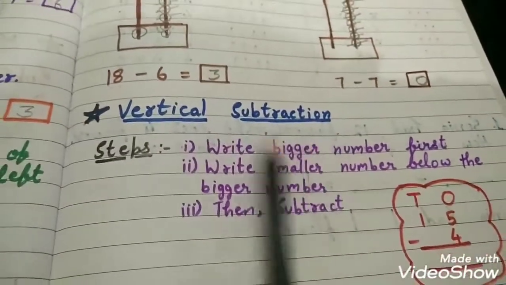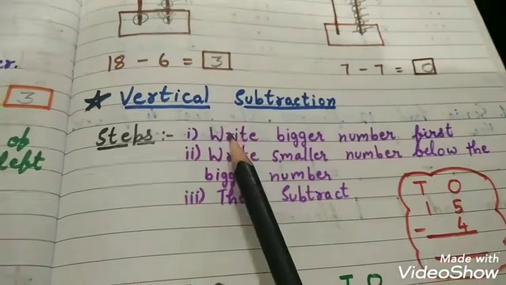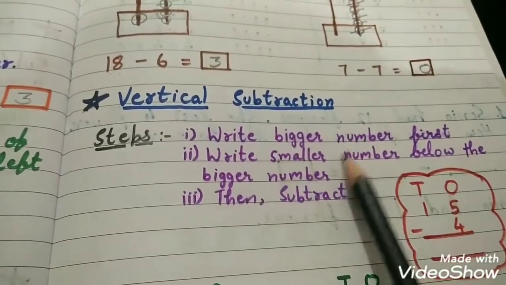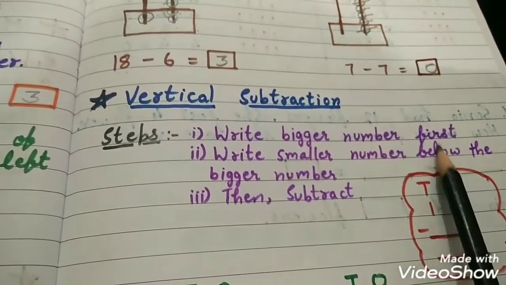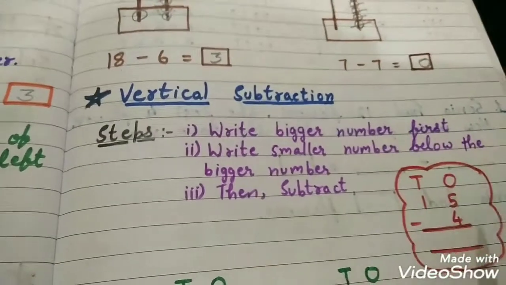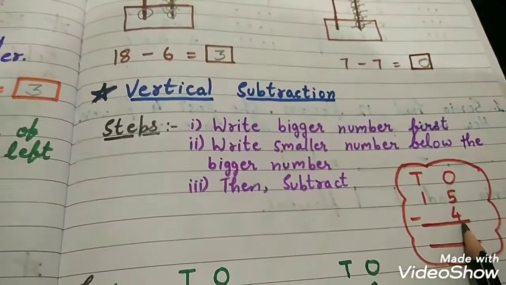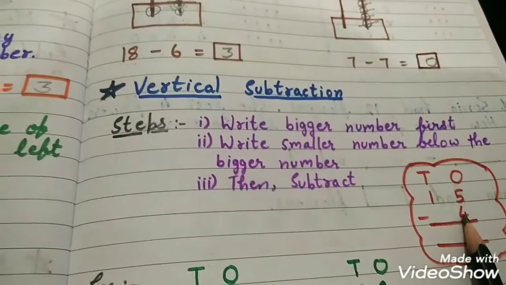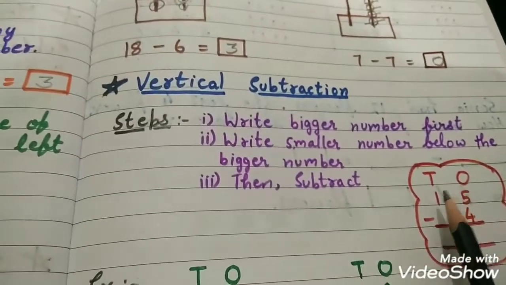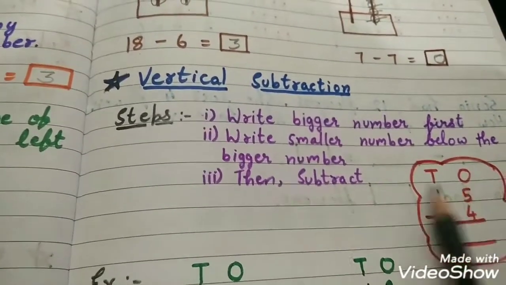In vertical subtraction, let us see the steps of this. First step is write bigger number first. We have to write the bigger number first. See, I have written here 15 and 4. Which one is bigger number, 15 or 4? Yes, 15. So we have written 15 first, right?